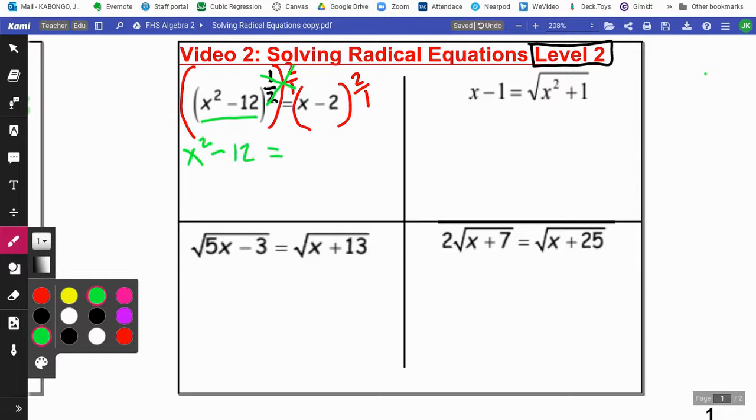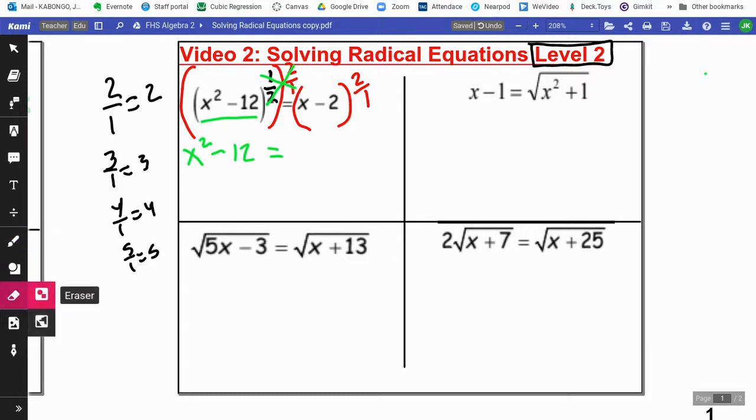And on the right side, because it's 2 over 1, 2 over 1 is the same thing as 2. For example, 3 over 1 would be the same thing as 3. 4 over 1 would be the same thing as 4. 5 over 1 would be the same thing as 5. See? Just drop a beat right there. All right, so I can just erase this 1. All right, let's move on with that. So that's raised to the second. That means we're going to have to do the box for that. All right, let's do the box.